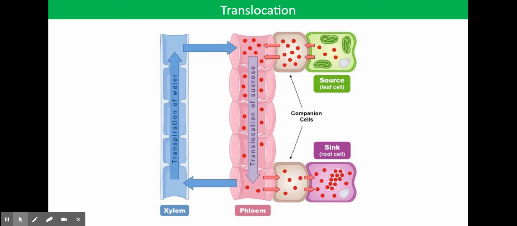The flow is caused by a difference in hydrostatic pressure between the two ends of the tube, which produces a pressure gradient. The water enters the tube at the source, increasing the pressure, and it leaves the tube at the sink, reducing the pressure. Therefore, the sap flows from the source to the sink.